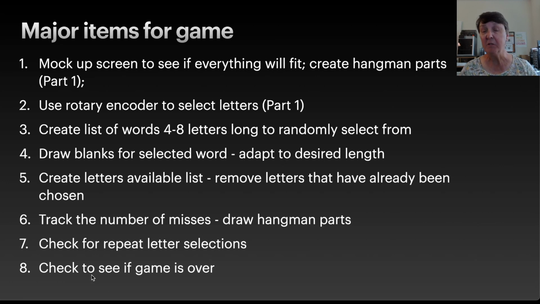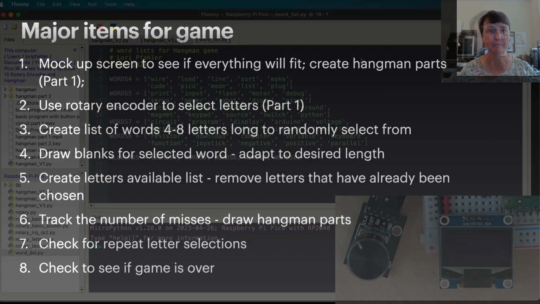And then we'll also need to check to see when is the game over. Have they selected all the letters and spelled out the word and they've won? Or have they run out of guesses and the hangman is hung and the game is over? So those are the major things that I think need to be done in the code. And we'll go through the program and see how I programmed those various items.